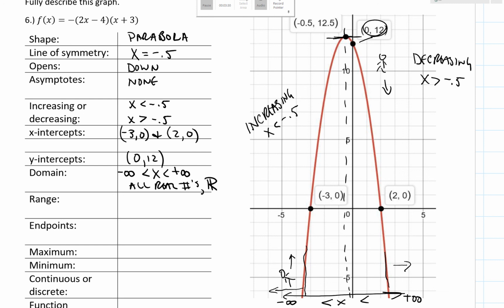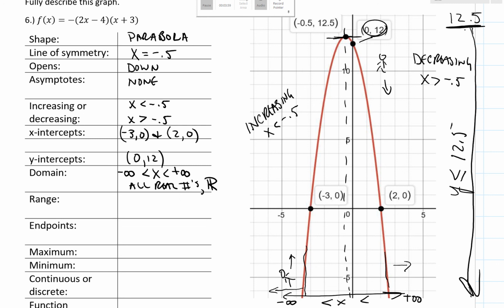Now the range is the y values going this way, right? So what's the highest value we're going to have for the y values? It's going to be 12.5, right? And so it can be 12.5 and it's going to be less than. Is it ever going to stop? No. So we would say that the range is going to be y is less than or equal to 12.5. And we use the equal sign because it can be 12.5.